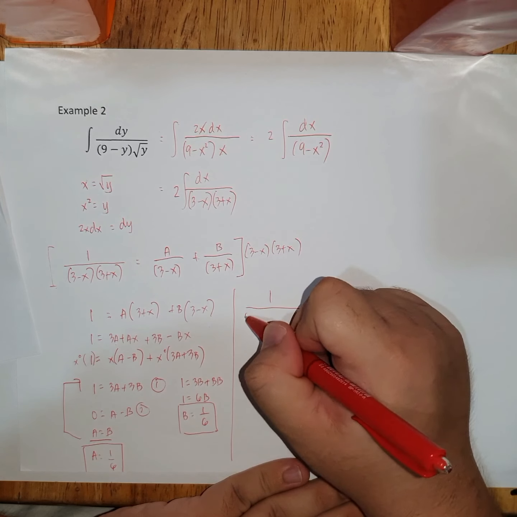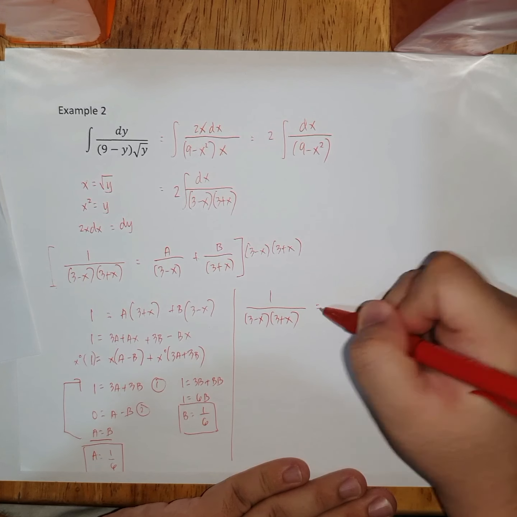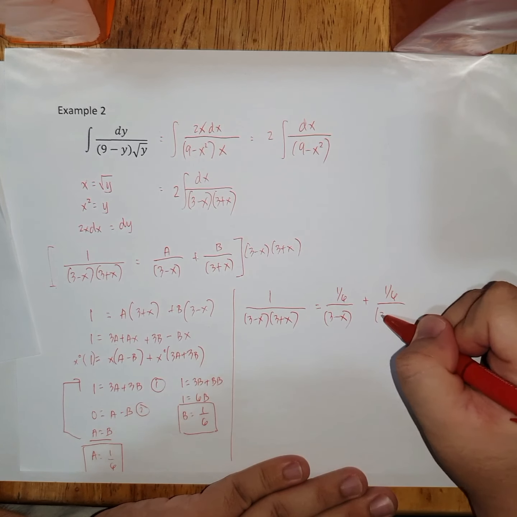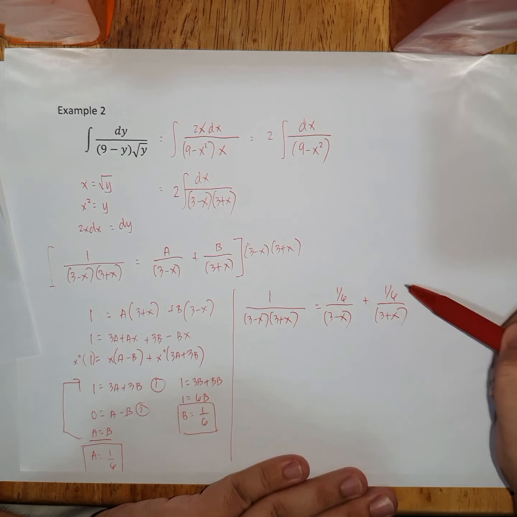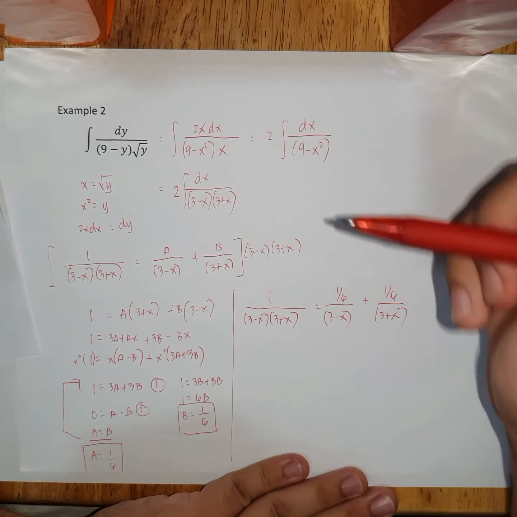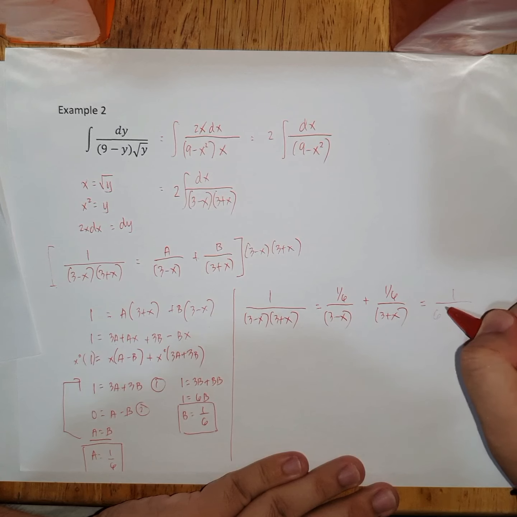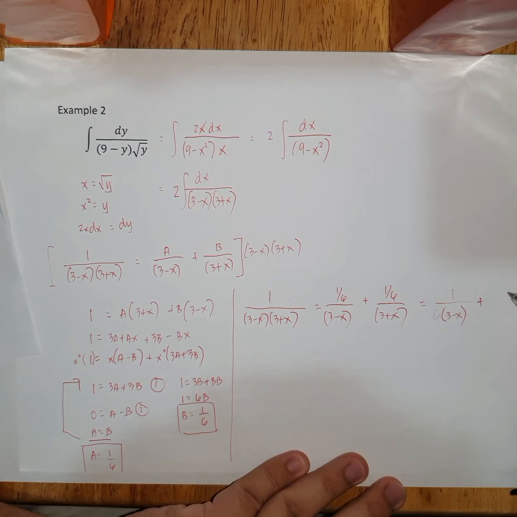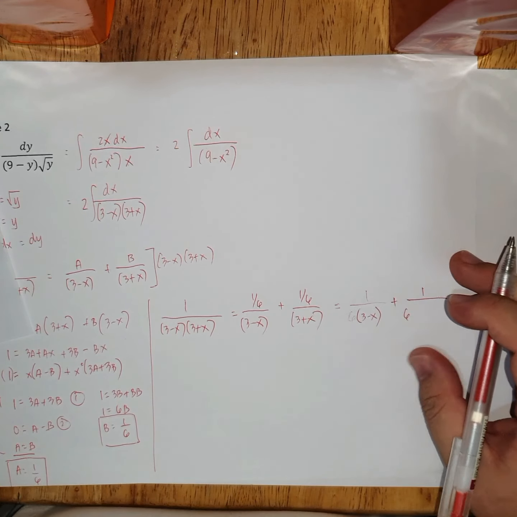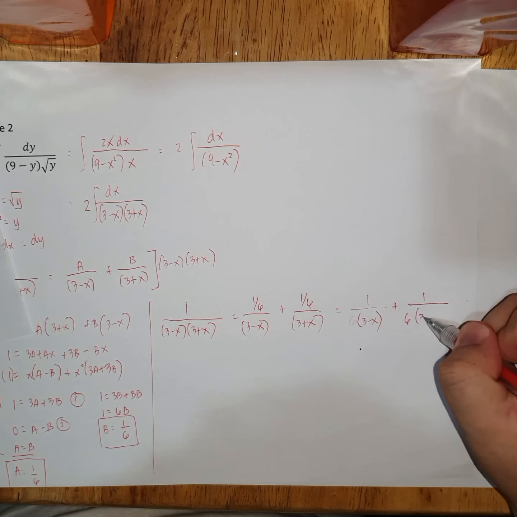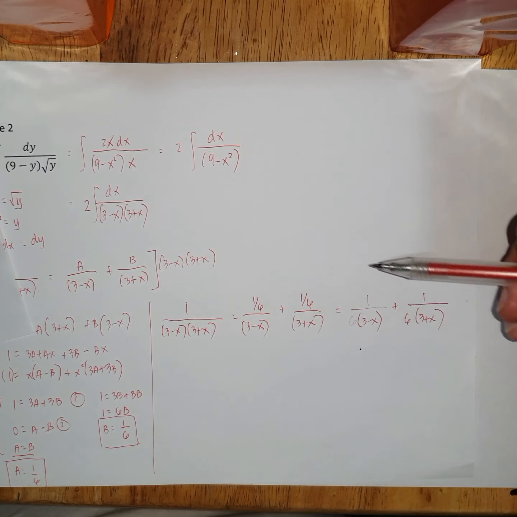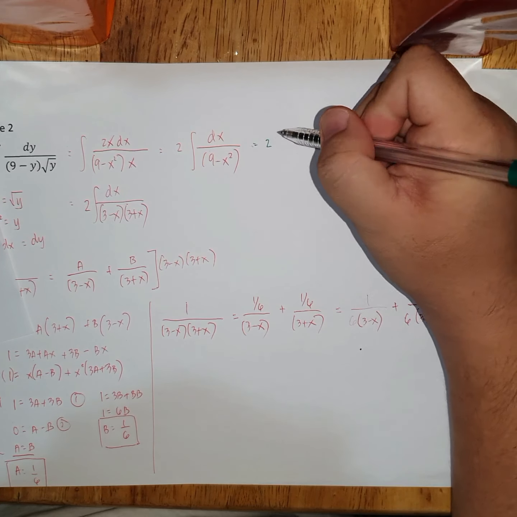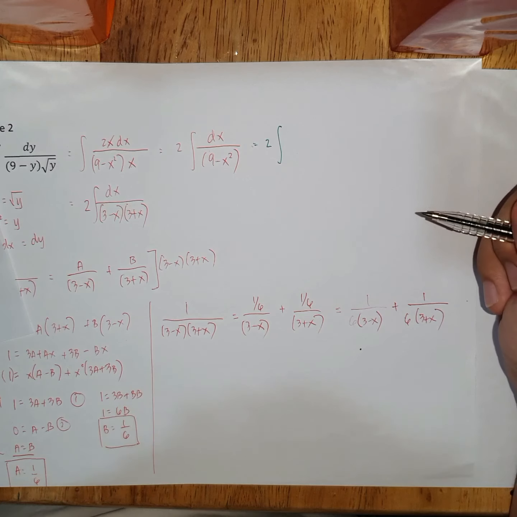So we have 1 over 3 minus x times 3 plus x equals 1/6 over 3 minus x plus 1/6 all over 3 plus x. This is our value, so we can substitute it back into the original. Simplifying, this becomes 1 over 6 times 3 minus x plus 1 over 6 times 3 plus x. We can use this in our original integral, which will be our new integral.